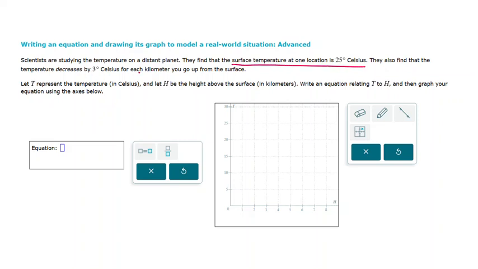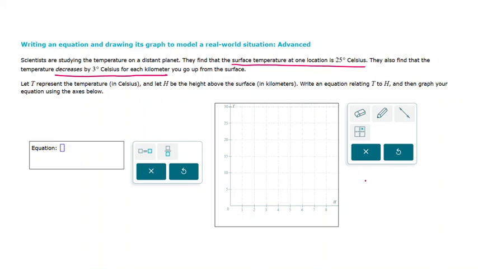They also find that the temperature decreases by 3 degrees Celsius for each kilometer you go up from the surface. We want to let T represent the temperature and H be the height above the surface in kilometers. Write an equation relating T to H and then graph your equation using the axes below.